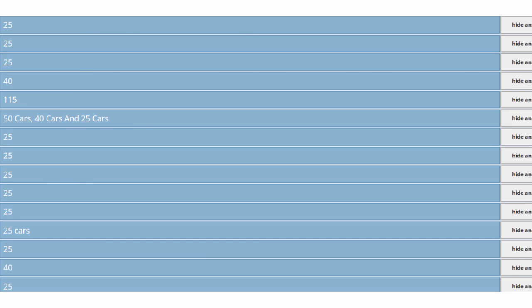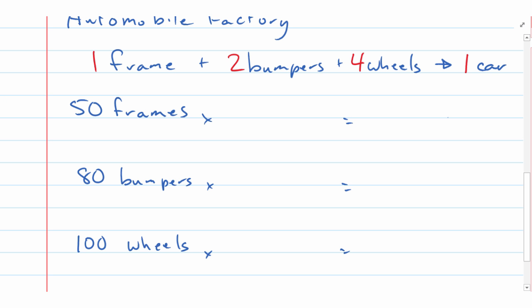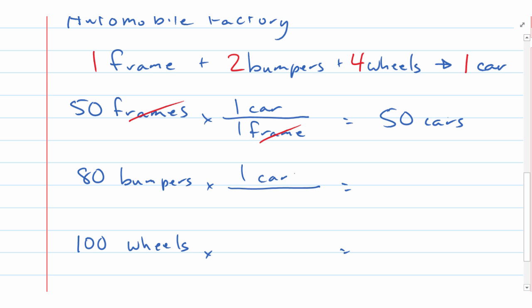Now, if we want to come back to that, we're now going to look at this using dimensional analysis. If we want to do this with dimensional analysis, we'll treat these numbers as if they are coefficients in a balanced chemical equation. For every one car we have one frame. And frames cancel out, leaving us with 50 cars. If we do the second one, for every one car we have 2 bumpers. Bumpers cancel out and leaves us with 40 cars.